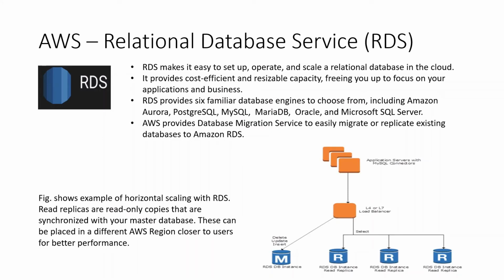The figure shows an example of horizontal scaling with RDS. Now you can have multiple read replicas, which are read-only copies of the master database. They are synchronized with the master database. These can be placed in a different AWS region closer to users for better performance. Now the delete, update and insert operations can happen only on the master database, not on the read replicas. Thus, you can achieve horizontal scaling with RDS.